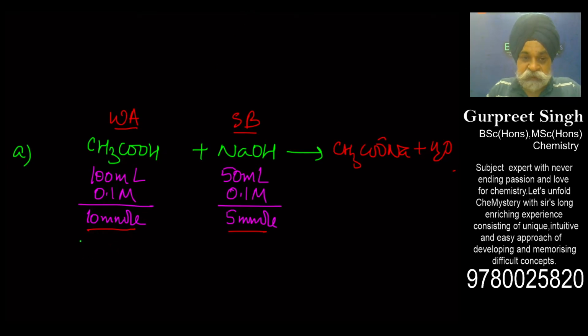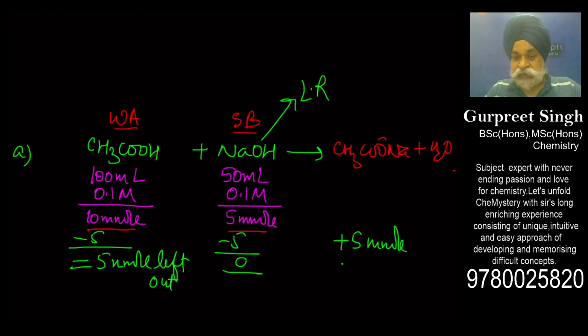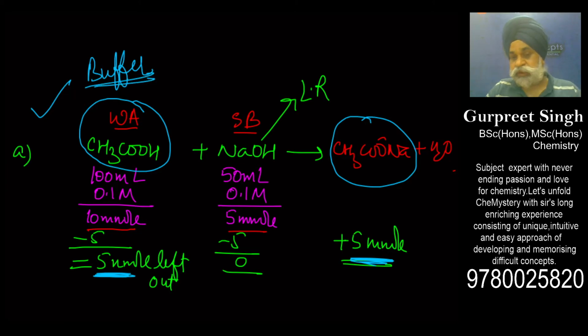So what would happen? 5 millimoles of this would react, because this is acting as the limiting reagent. The 5 millimoles got completely consumed and you are left with 5 millimoles of acetic acid. Along with it, you also would get 5 millimoles of sodium acetate. So now you are able to see that in this composition you have acetic acid along with that salt, 5 millimoles of this and 5 millimoles of this. So this would act as a buffer. This composition would make the solution a buffer.